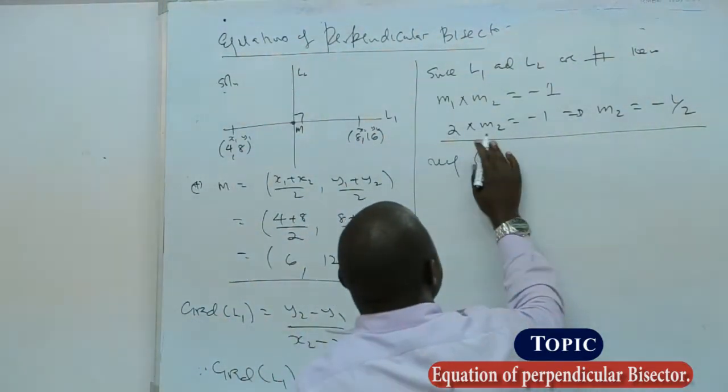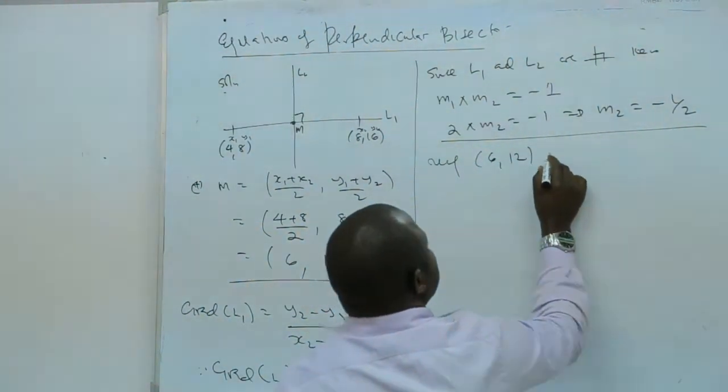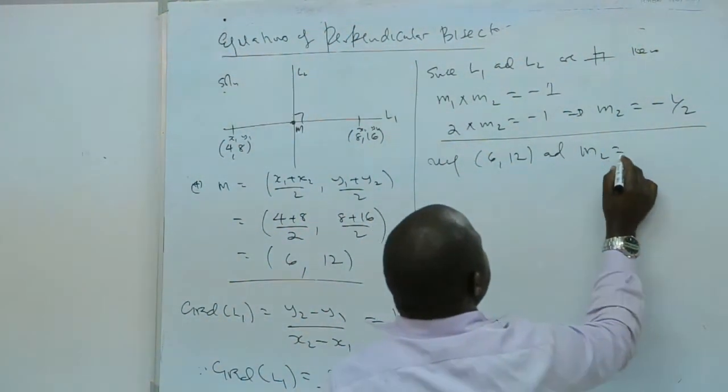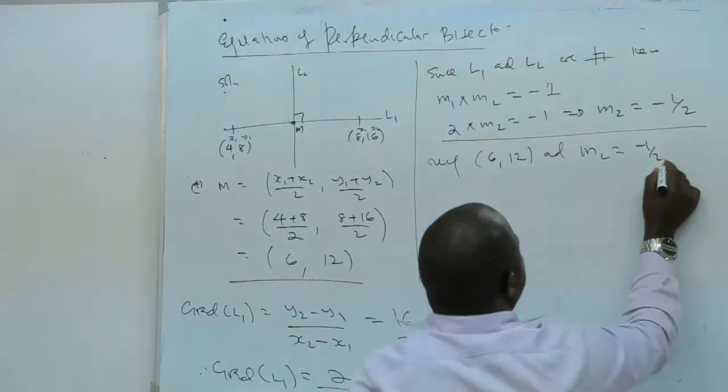So using the point we have got, 6, 12, and the gradient, our M2, is what? Because the line passes through this point. The gradient of the line we have got is -1/2.